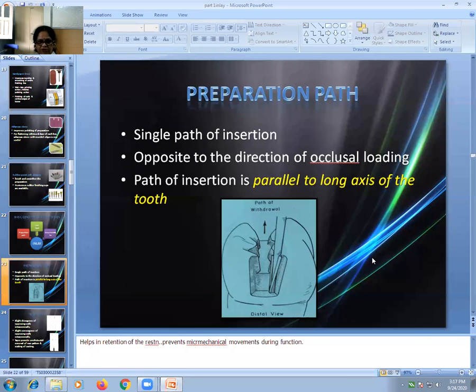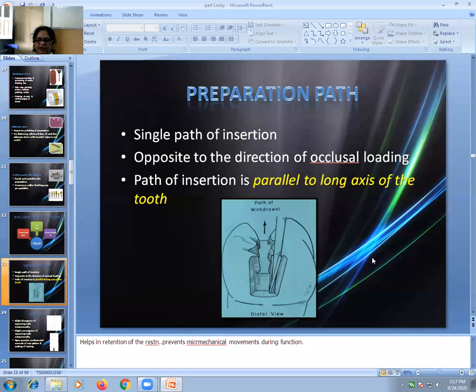So what is the preparation path? There should be a single path of insertion and the same path should be for the removal, which is opposite to the direction of the occlusal loading. Whatever occlusal loading is there, the path of removal will be opposite to the occlusal loading. And usually the path of insertion will be parallel to the long axis of the tooth.